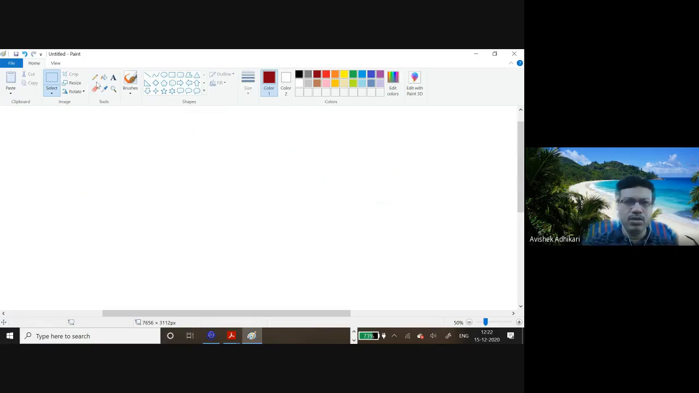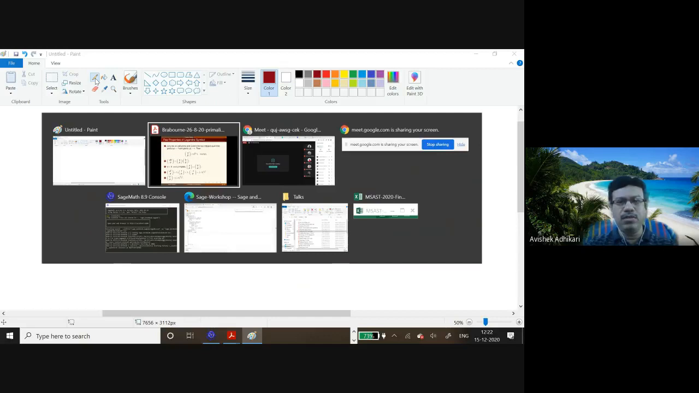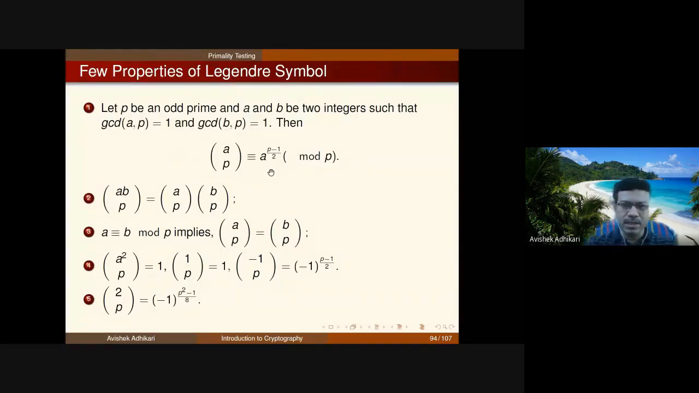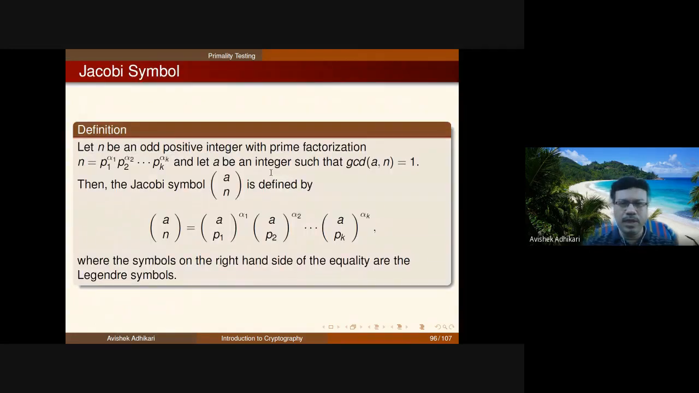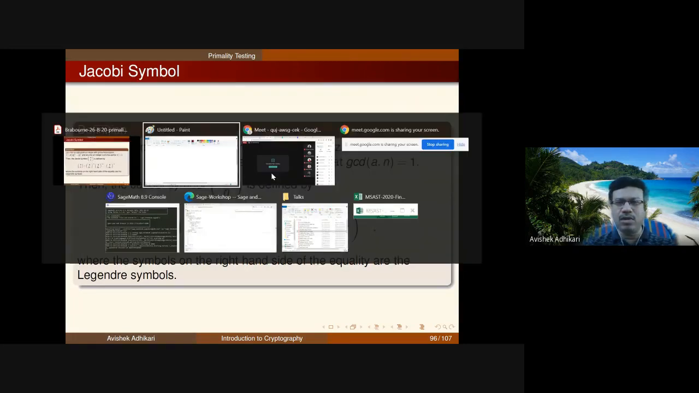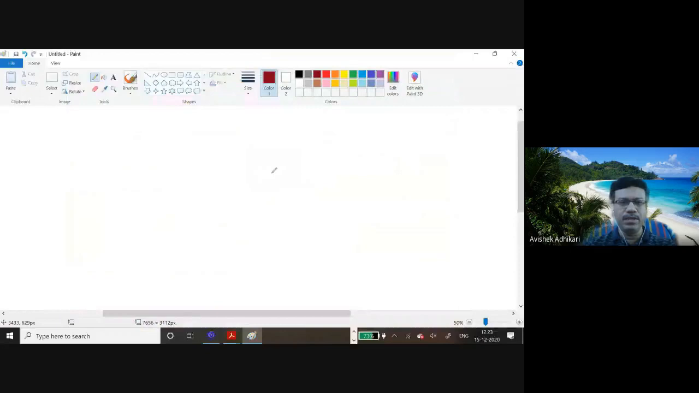Okay, so that is the result we are going to use in primality testing. But since here p is prime, I need to take some composite numbers as well. We cannot deal with only prime numbers in primality testing, so we should have something more. That is known as the Jacobi symbol. But before going to that, let me explain a little more about results related to quadratic residues.